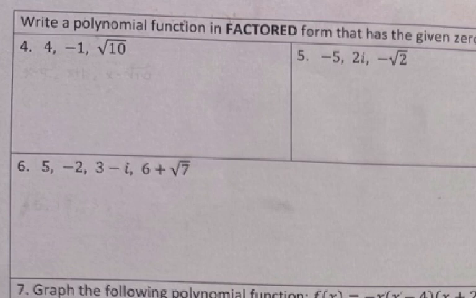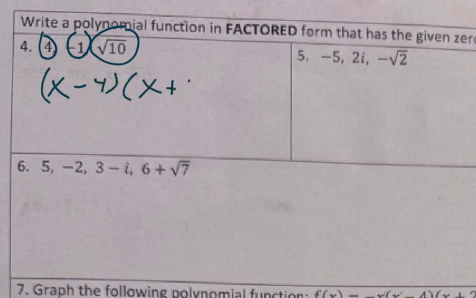So remember that real roots are individual roots, but whenever you get complex roots, they always come in pairs. You have the positive and the negative complex answer. So if we look at number 4 here, notice we have a 4, a -1, square root 10. They're all regular, real kind of roots. So I know that this most likely is a cubic function because it's basically going to be x minus 4 times x plus 1 times x minus square root of 10.